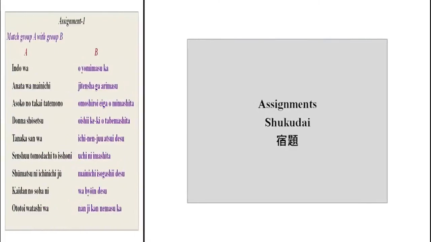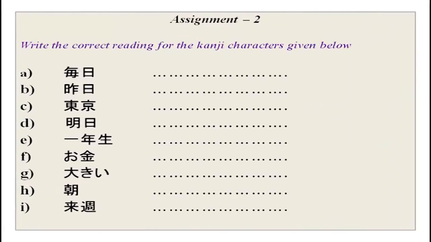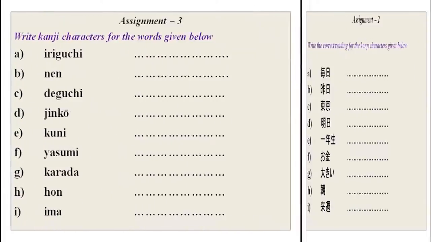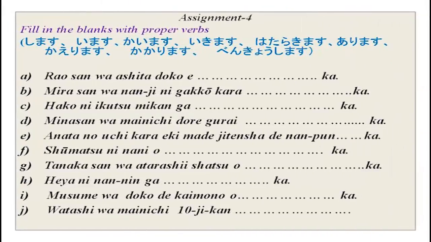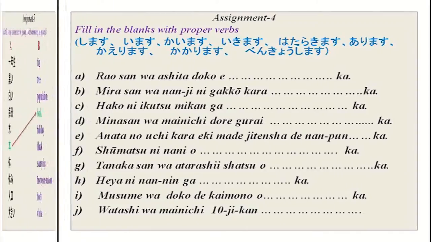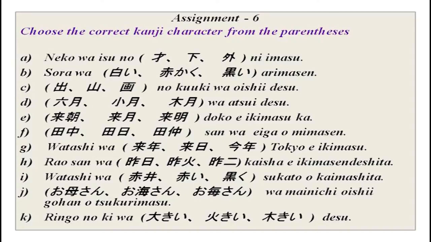Well, now my work ends over here. You have to do the assignments. There are quite a number of exercises that you have to do. The first one is match group A with group B. These are broken sentences, make good sentences. Then kanji characters, write hiragana and correct reading for it. You have the words over here, write kanji characters. Then you have blanks over here. I want you to write verbs that we have done previously. Then kanji is given, meaning is given, match the two. And of course, tick the correct kanji character.